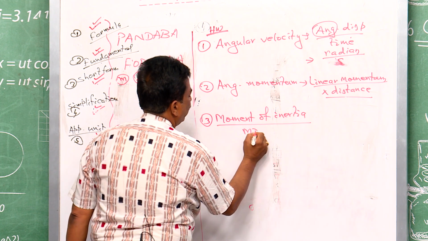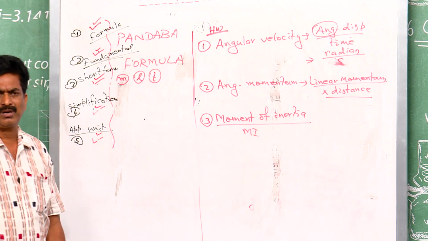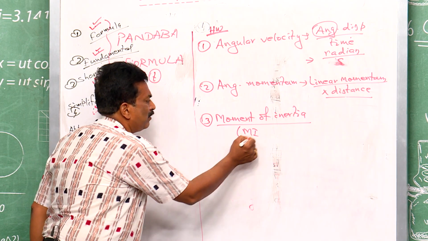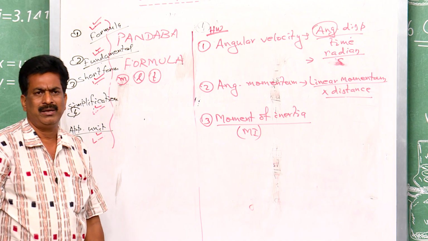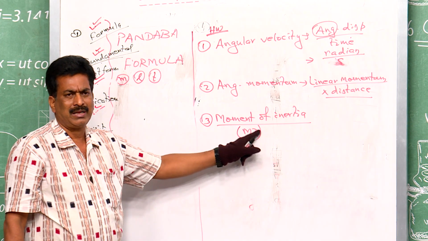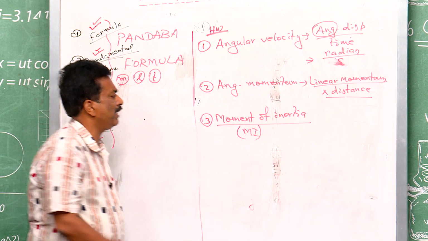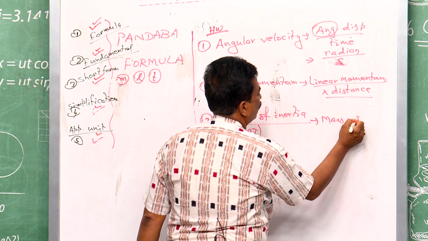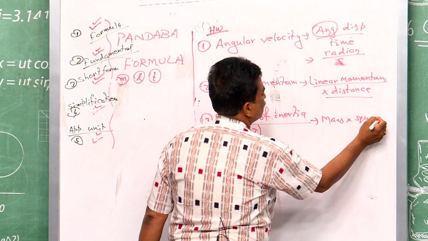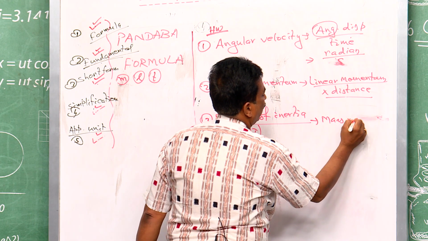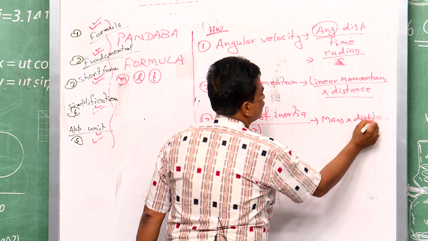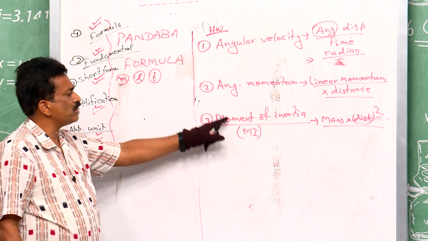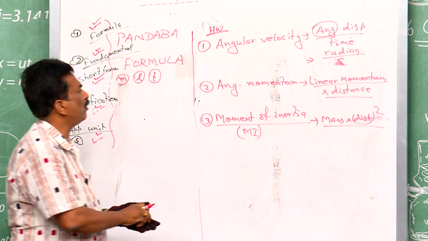Very shortly you will say the wife of your uncle, that is the moment of inertia. So in the symbol you will write that as MI, means MI is the mass into square of distance, or you can write likewise, mass into the distance square. So these two are for your homework.